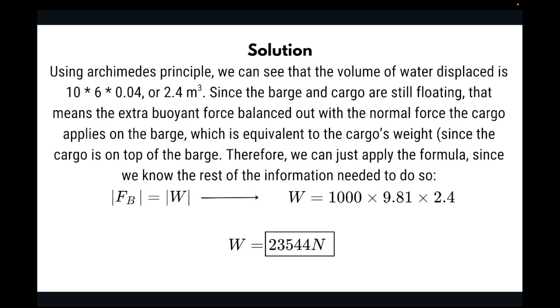Therefore, we can just apply the formula, since we know the rest of the information we need to do so, right? So the buoyant force is equal to the weight, right? And the weight is 1,000 times 9.81 times 2.4. So we get approximately 23,544 newtons as the weight of our cargo. And we are done here.